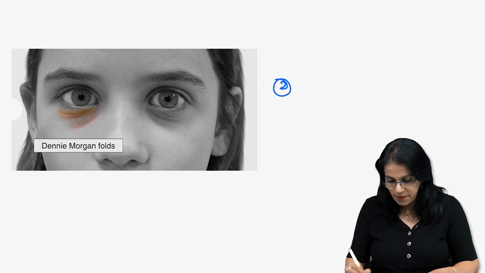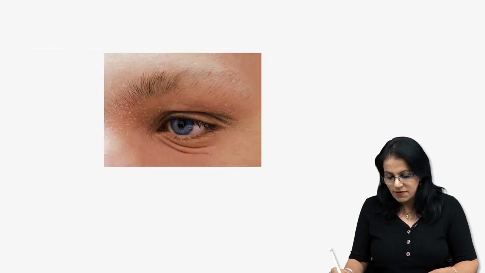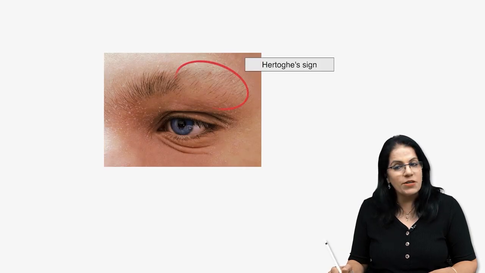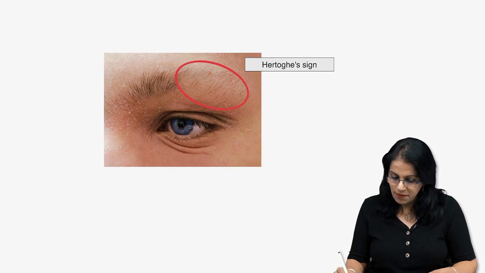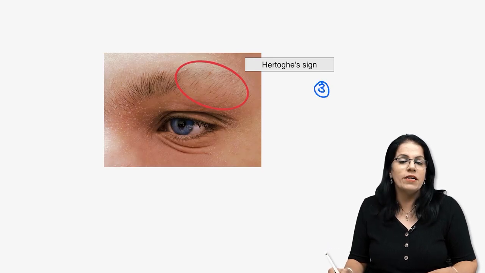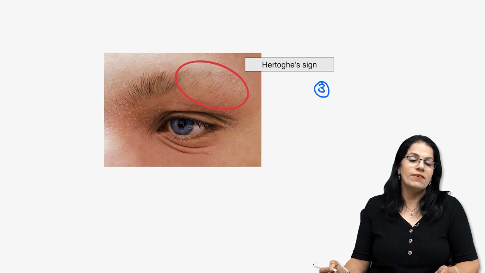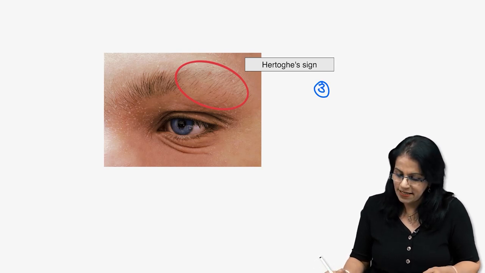That can be another associated finding is this one. What is this? Loss of 1/3 of the eyebrows. This is lateral 1/3, and what do we call this? Hertoghe's sign. This can be another feature of atopic dermatitis patients or the patient presenting with atopic keratoconjunctivitis.